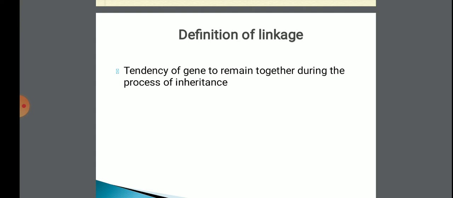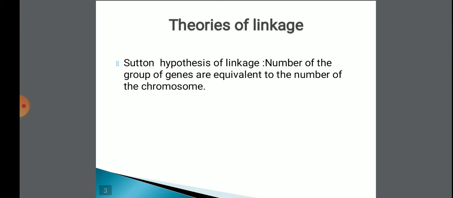However, the term linkage was given by T.H. Morgan. Now some theories are associated with this linkage. The first theory was given by Sutton in 1903. According to him, a number of genes are present on the chromosome, and if the number of chromosomes increases, the number of genes also increases.